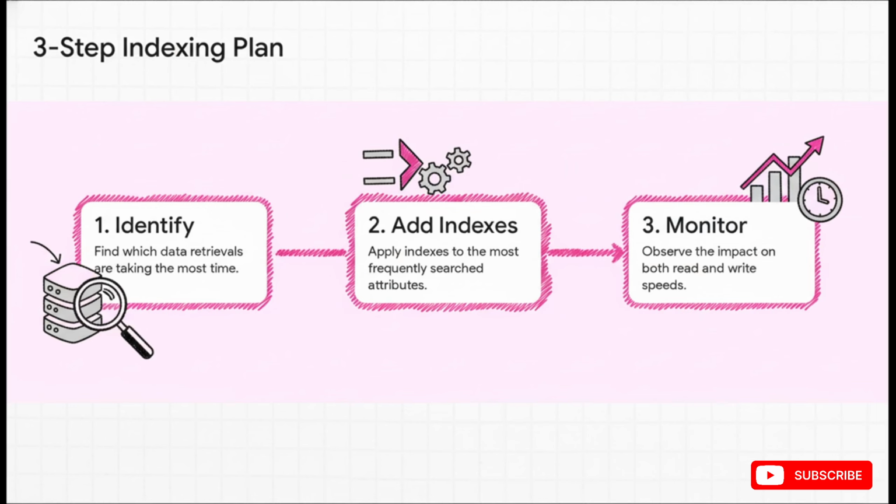Step 2, be a surgeon. Add very specific, targeted indexes on the attributes used in those slow queries. Don't just spray indexes everywhere. And finally, step 3, monitor. After you add an index, keep an eye on things. Are your reads faster? Is there any noticeable hit to your write speeds? You just watch and adjust.